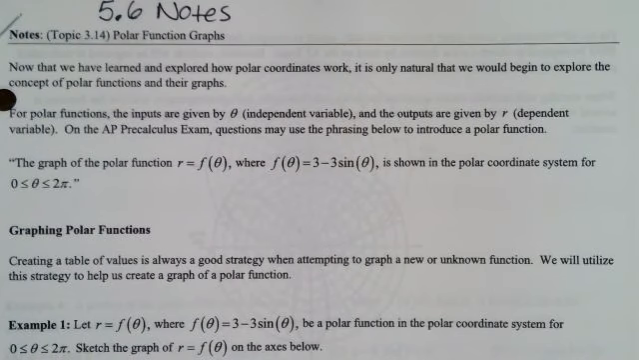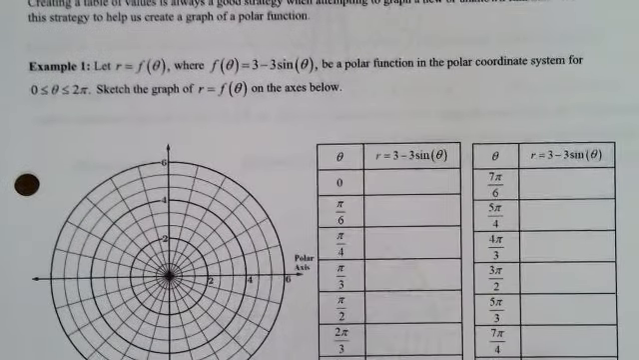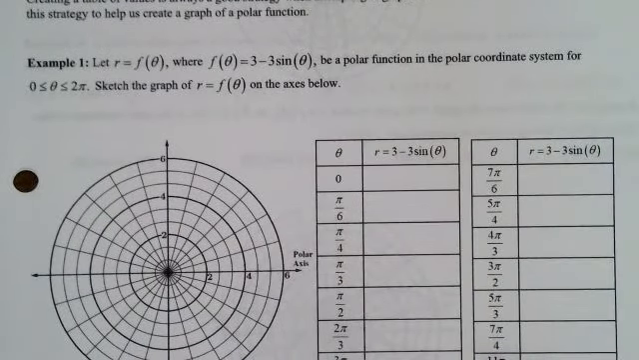Okay, so in my example one, we've got an equation, 3 minus 3 sine theta. And they said that we're supposed to sketch this on the axis below. They've provided us with a table, and we're going to fill that in. I'm going to do a little bit with you and then ask you to try to finish the rest yourself. Maybe have a calculator handy because it will help with some of these values, especially when you get square roots in them.